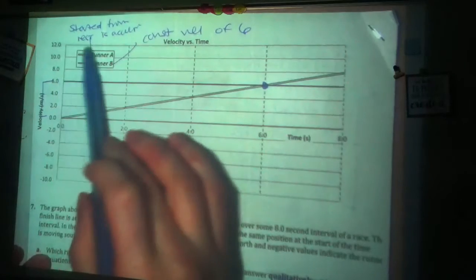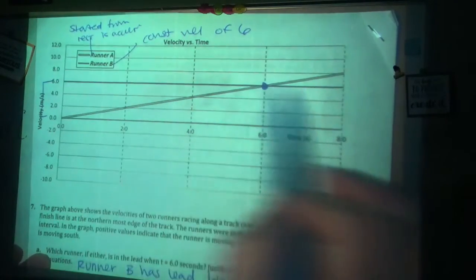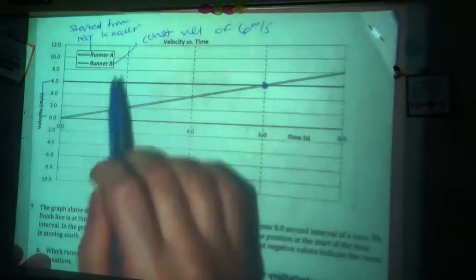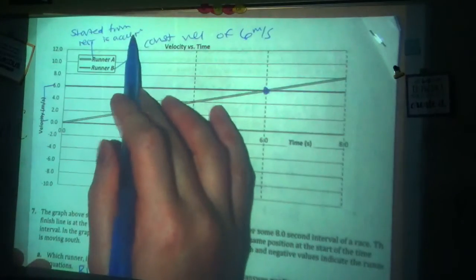And the last one, I've got a velocity versus time graph for two runners, A and B. So I first just quickly described. So B, I have a constant velocity of 6 meters per second for runner B. And runner A started with 0 velocity, but is getting faster. So he started from rest and is accelerating. So this just helps to get your brain in order.